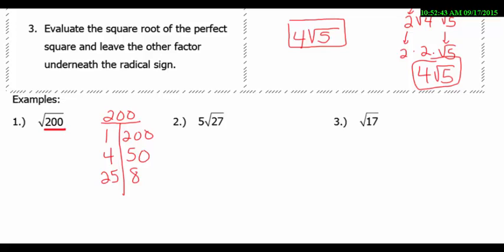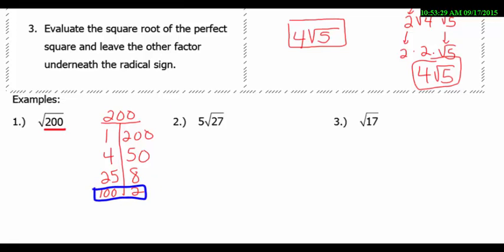6 squared is 36. 36 doesn't work. 7 squared is 49. 49 doesn't work. 8 squared is 64. 64 doesn't work. 9 squared is 81. That doesn't work. But 10 squared is 100. 100 is an option. 200 is divisible by 100, and when you divide, you get 2. And we've reached the halfway point, and so our largest perfect square is 100.